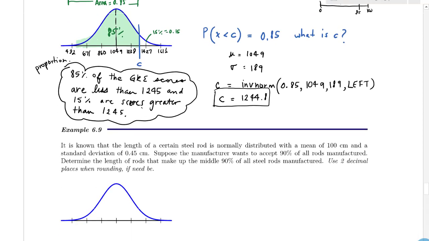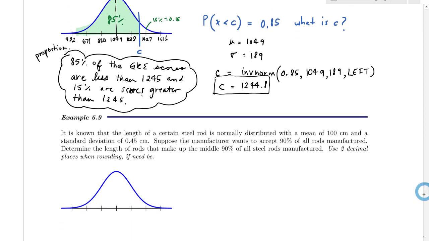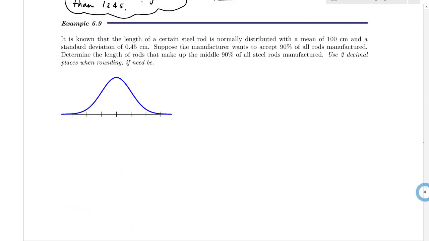So if we move on to the next example, where it's a different situation, right? It is known that the length of a certain steel rod is normally distributed with a mean of 100 centimeters and a standard deviation of 0.45 centimeters. Suppose the manufacturer wants to accept 90% of all rods manufactured. Determine the length of the rods that make up the middle 90% of all steel rods manufactured and use 2 decimal places.